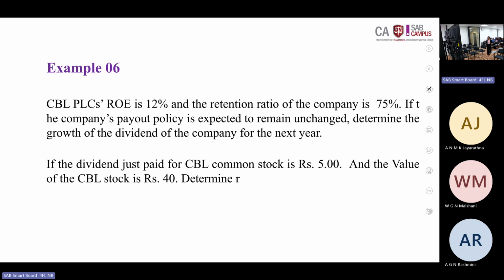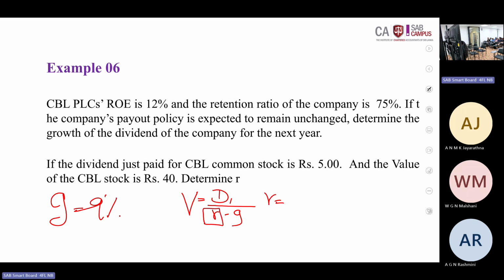Okay, we'll calculate. Now we have found the growth rate. How much is it? 9%. Then we know value B equals dividend divided by R minus G. If you take the R, then it is dividend divided by value plus growth rate. Is that the formula? Yes.